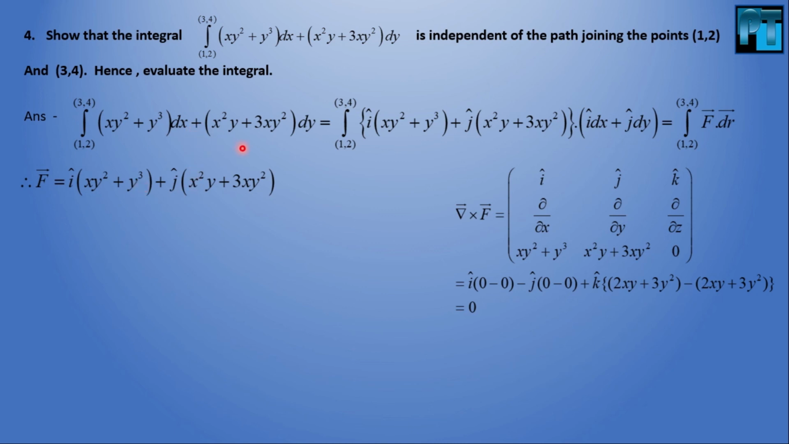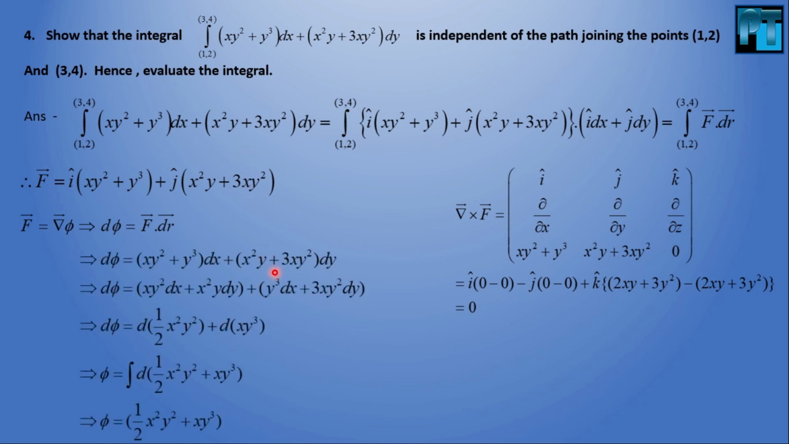Now we have to evaluate the integral, and for that we have our very easy formula, d phi equals F dot dr. So d phi is equal to this one. Now for this kind of problems you have to rearrange this thing like d of something. See, xy square dx plus x square y dy, that can be arranged in a bracket, and y cube dx plus 3xy square dy, that can be arranged in another bracket. Why? Because this thing can be written as d of half of x square y square.